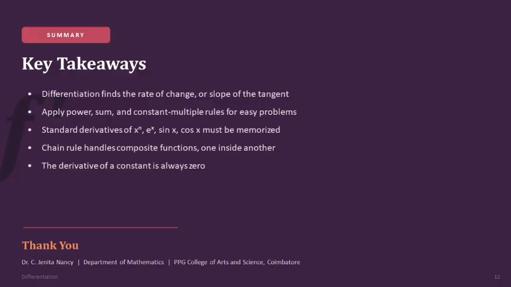Thus, differentiation finds the rate of change or slope of the tangent. Apply power, sum and constant multiple rules for easy problems. Standard derivatives of x^n, e^x, sin x, cos x must be memorized. Chain rule handles composite functions, one inside another. The derivative of a constant is always 0.